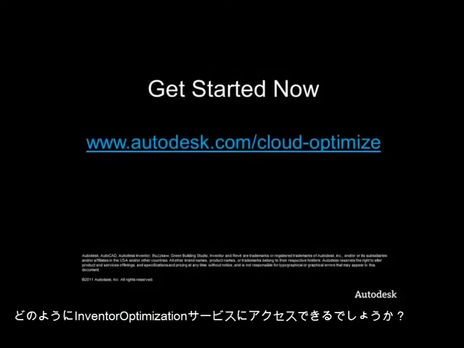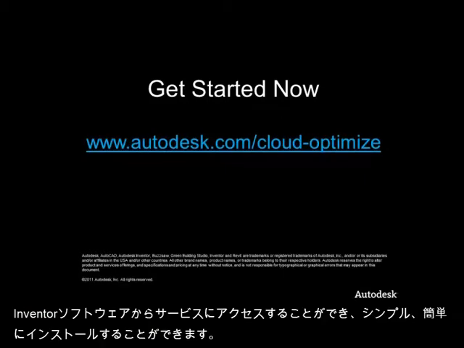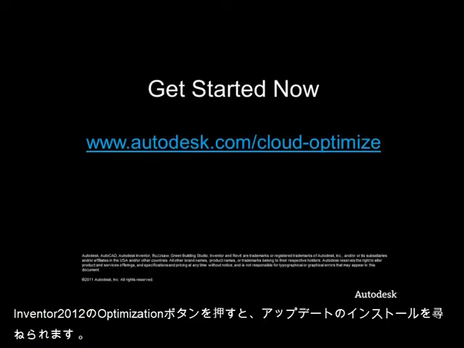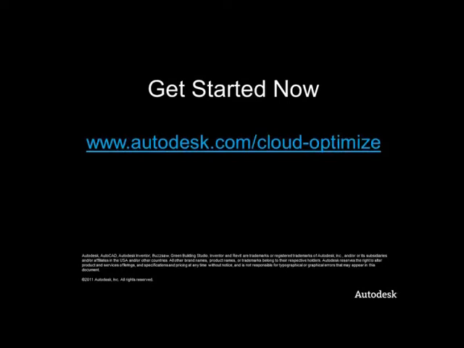So how can you access the Inventor optimization service? If you have a subscription for the Premium or Ultimate edition of Autodesk Product Design Suite, you can access the service through your Inventor software. Installation is simple and easy. In Autodesk Inventor 2012, simply click the Optimization button and you will be prompted to install an update. Inventor will download the update and restart. You may now access the Inventor optimization service powered by Autodesk Cloud.